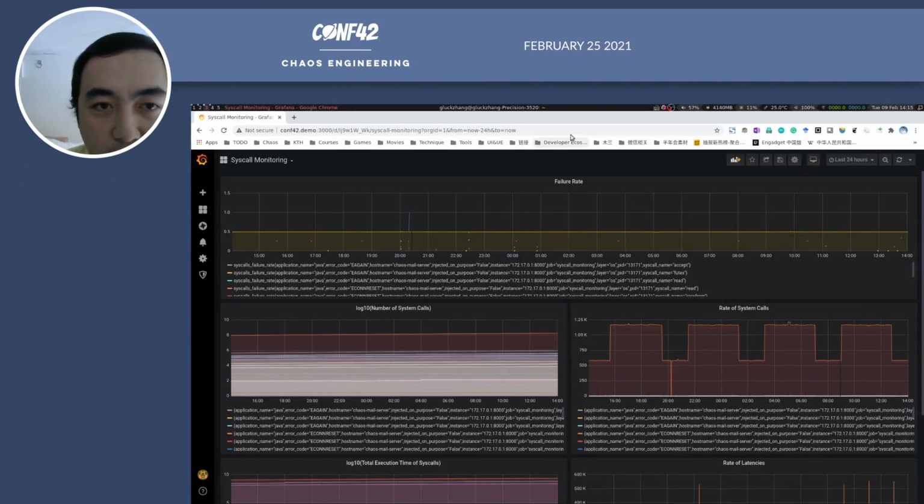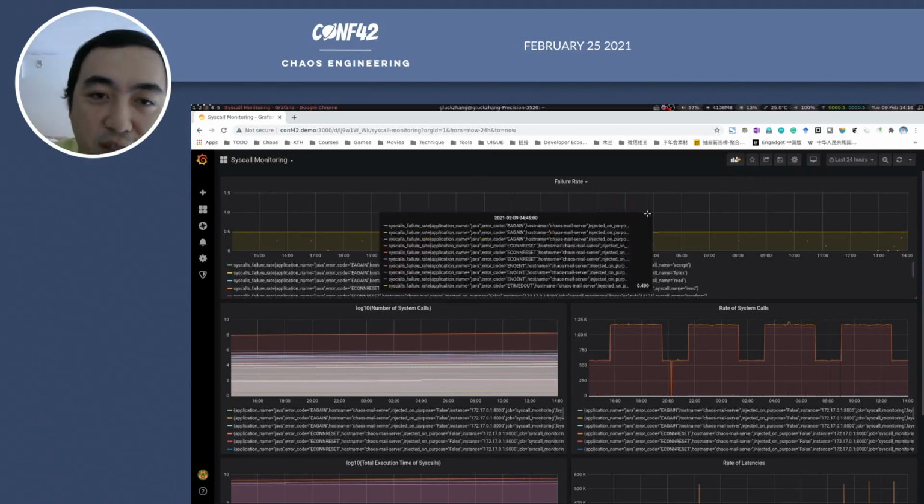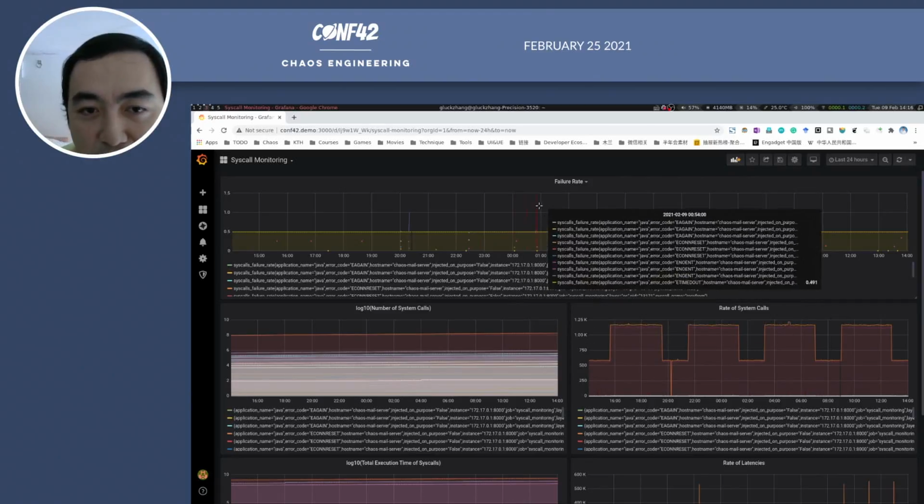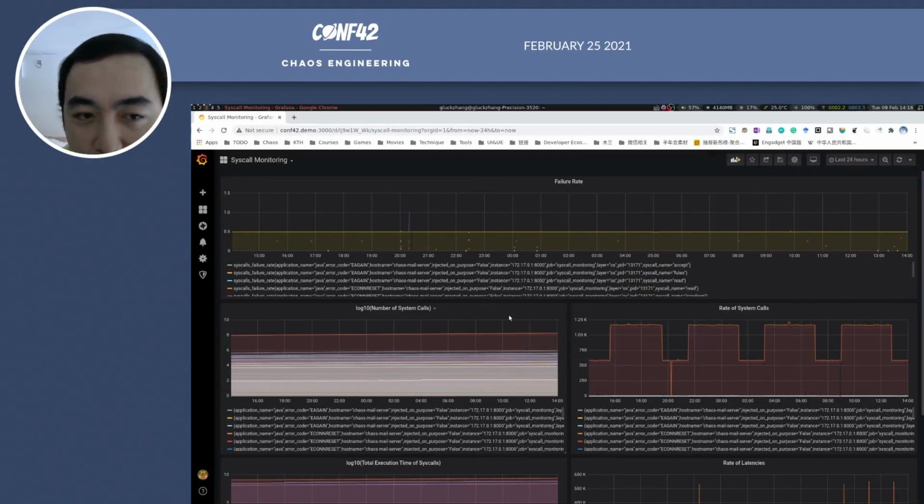So for example, this one is a dashboard. We deployed an email server into production, and we just keep it running as usual. We also registered different email accounts into different mailing lists, so we do collect some natural traffic here. Then by attaching the system call invocation monitor, we can collect metrics like the failure rate, the total number of system call invocations, and also the latency of the system call invocations, etc.